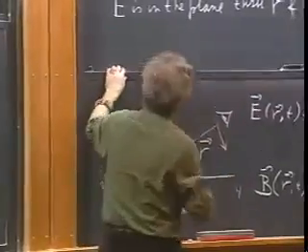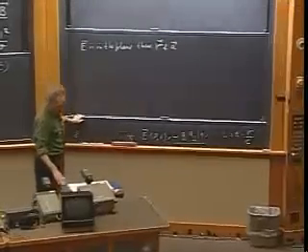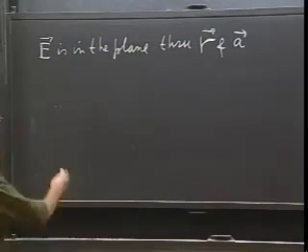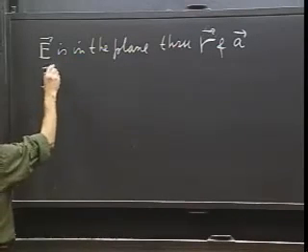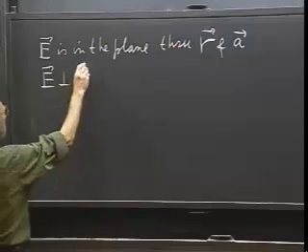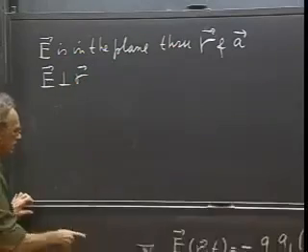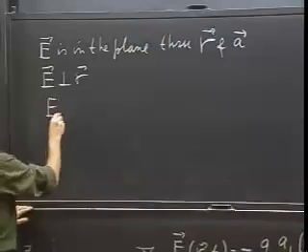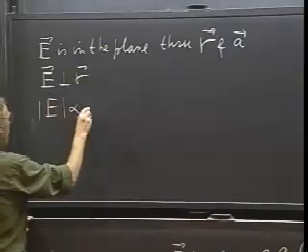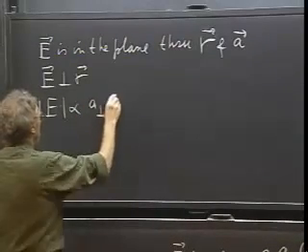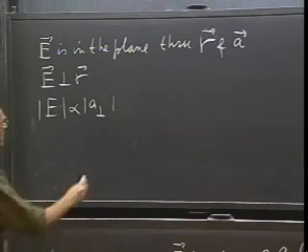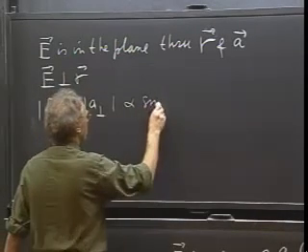So that is key, that E is in the plane through r and A, not into the plane. And E is perpendicular to r. Notice I have that. And E, amplitude, is proportional to the amplitude of E perpendicular. And therefore, it is proportional to the sine of theta.